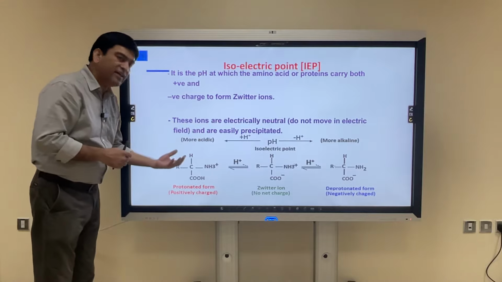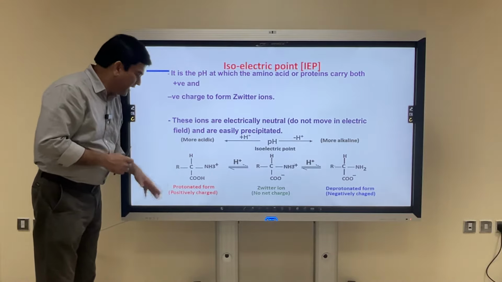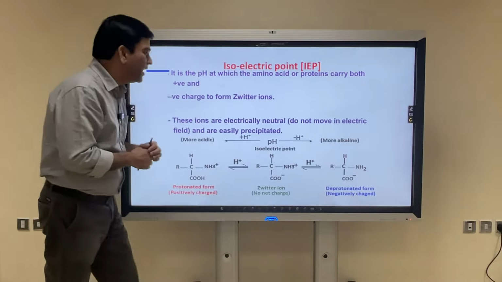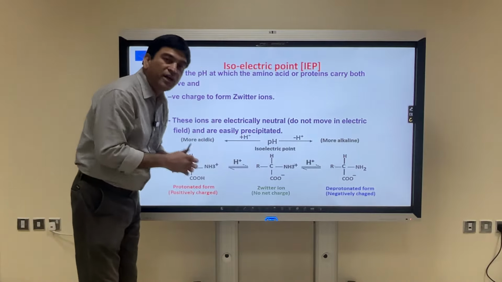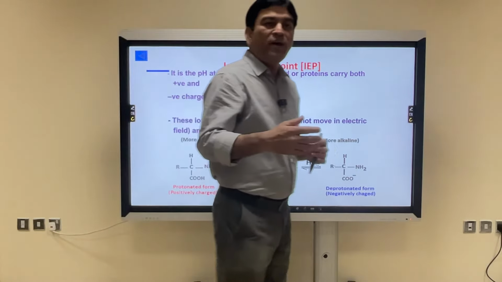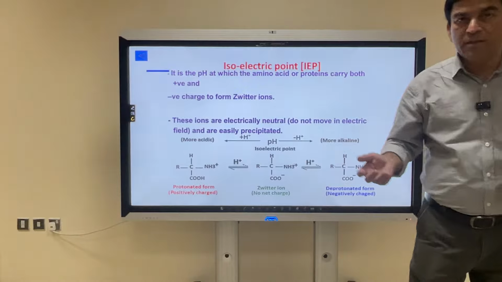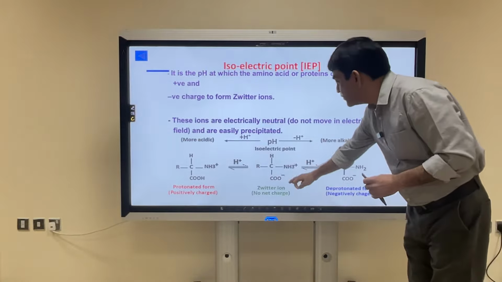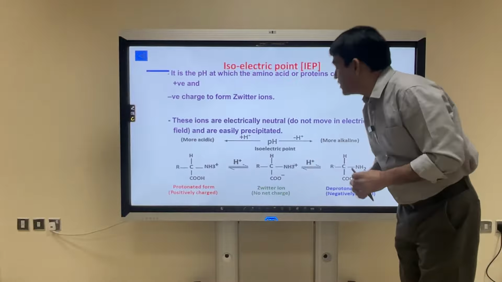So amino acid can exist as a protonated form. Amino acid can exist as a deprotonated form, and at isoelectric point, amino acid exists as a Zwitter ion. So amino acid can have a positive charge, amino acid can have a negative charge, and amino acid can exist as a Zwitter ion in which there is no net charge.